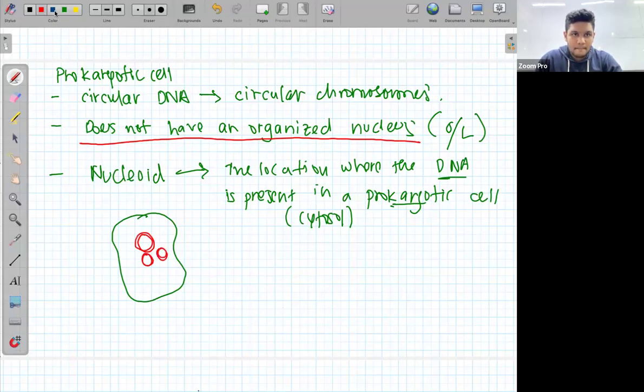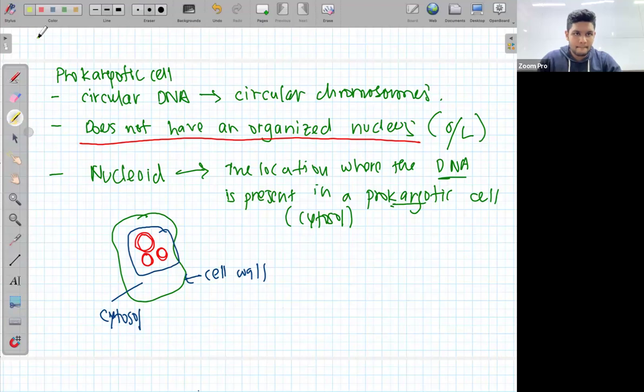This is the cytosol. This is the cell wall. Now, what would you say for this part? Can anyone say that? For this part, the yellow colored part, what would you say for that? What is that?